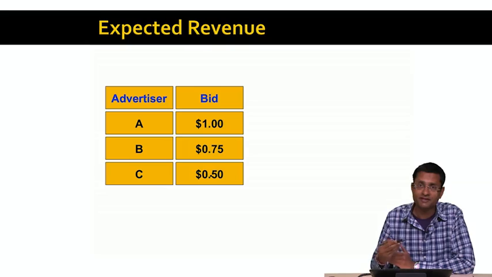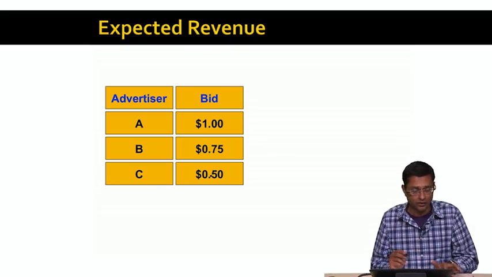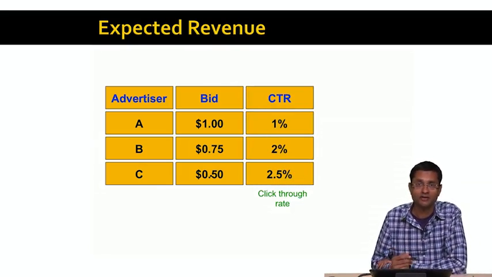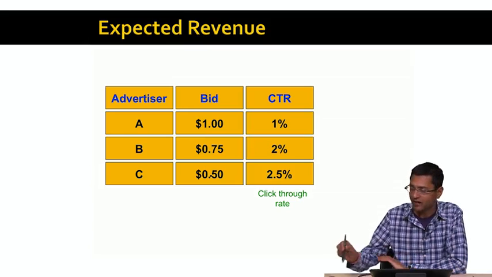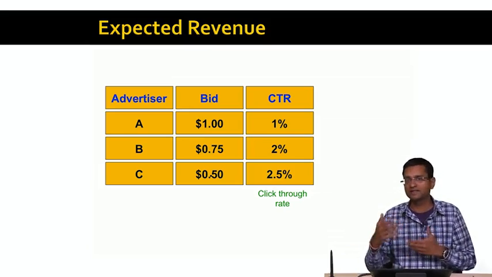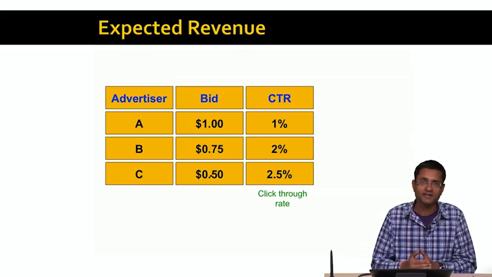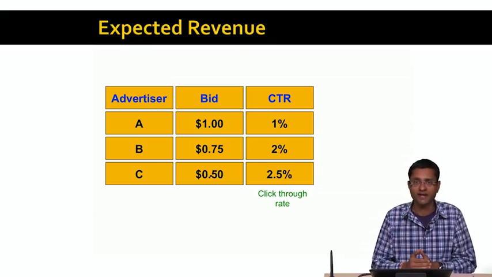ads behave very differently in terms of how they get clicked. So what we should instead measure is something called the click-through rate of each ad. Now suppose, let's say we show all these ads many times and measure how often they're clicked. Let's say advertiser A's ads are clicked 1% of the time, B's ads are clicked 2% of the time, and C's ads are clicked 2.5% of the time, right?